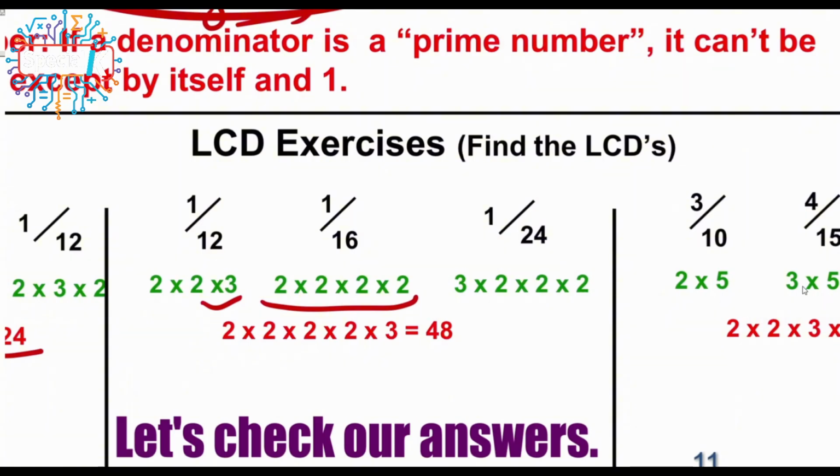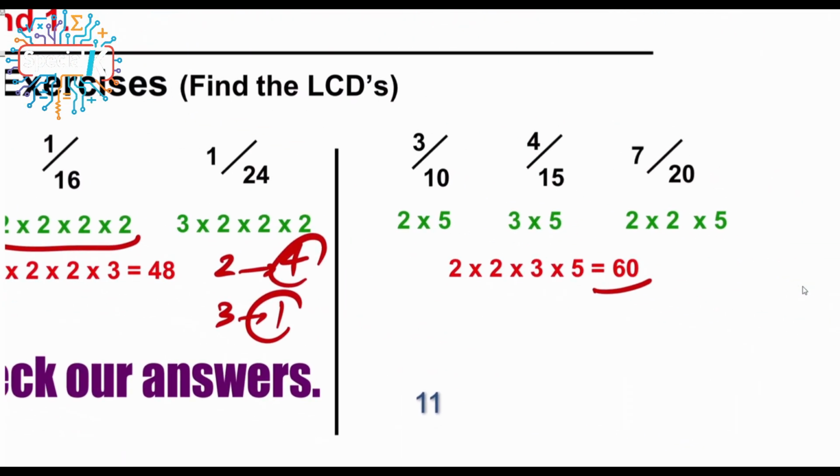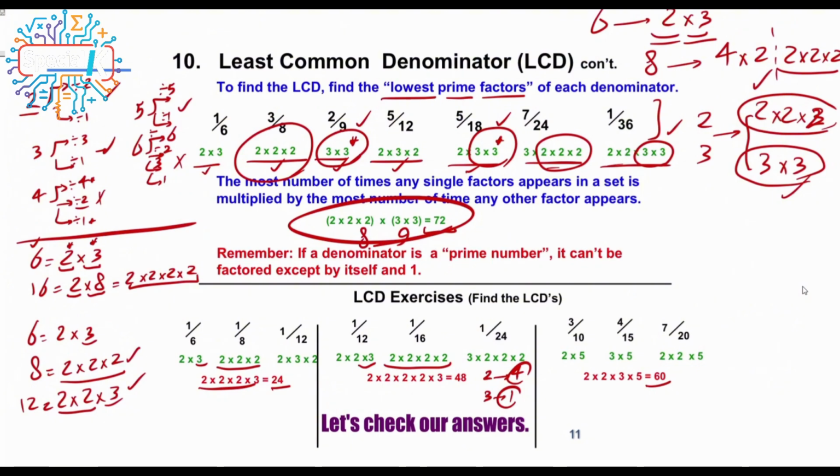How many different kinds of prime numbers do I have? 2 and 3. How many times is 2 repeated? 2 times, 4 times, 3 times. Which one is the biggest? 4. What about 3? It repeated only once. Keep it that way. Multiply them together, and you have it. And the same scenario over here. So right now, I found the least common denominator.